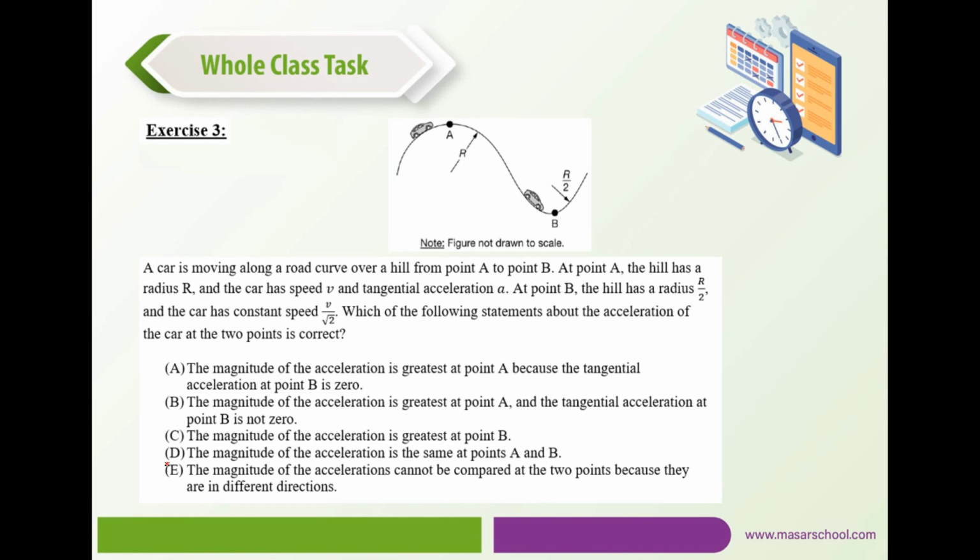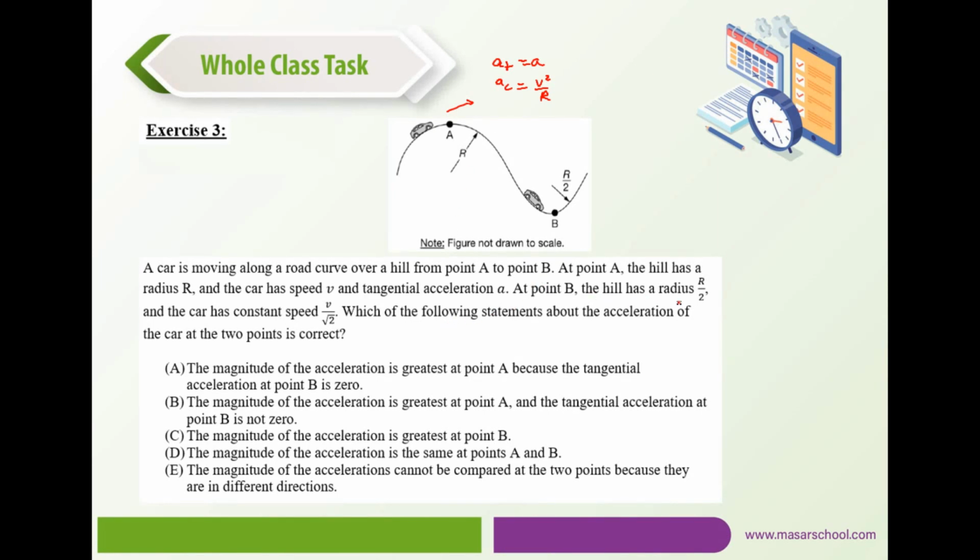Exercise 3. A car is moving along a road curve over a hill from point A to point B. At point A, the hill has a radius r and the car has a speed v and a tangential acceleration a. So basically at point A, we have two accelerations. We have the tangential acceleration to be a, and we have the centripetal acceleration, which is given by v squared divided by r.